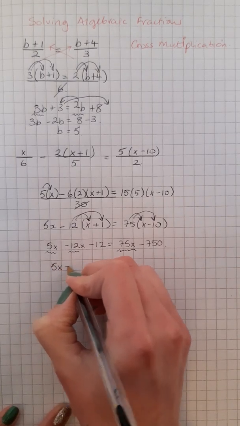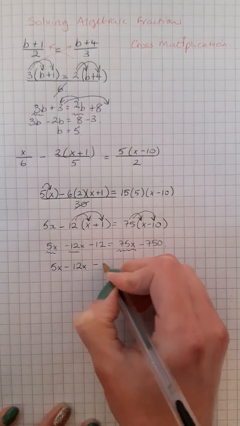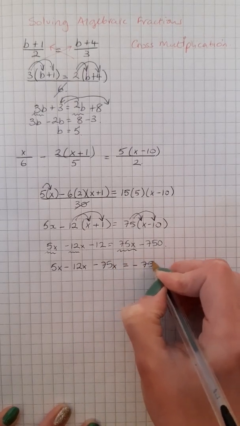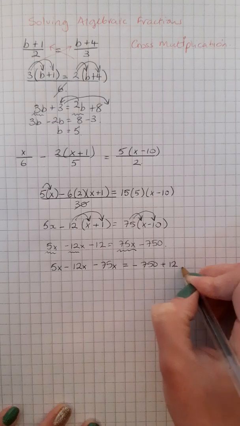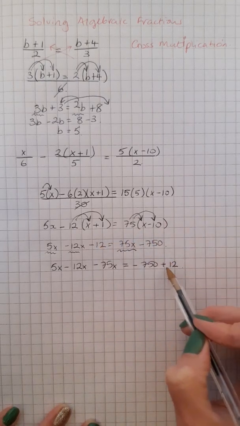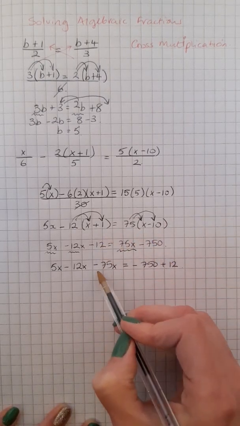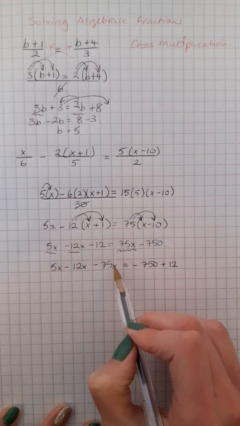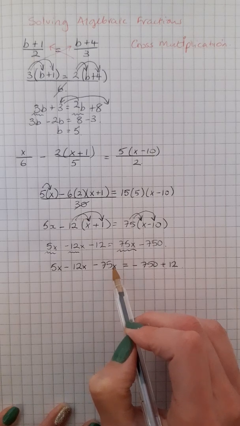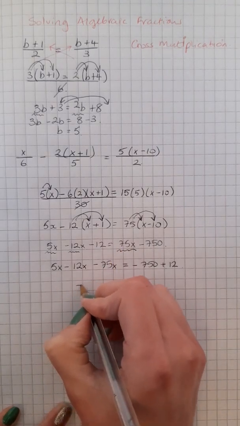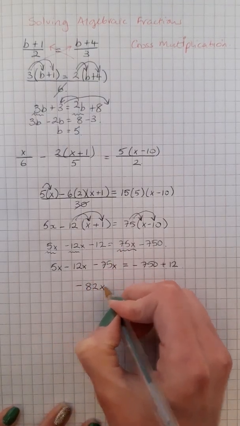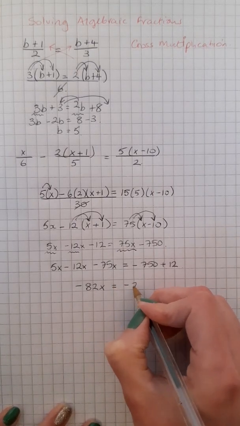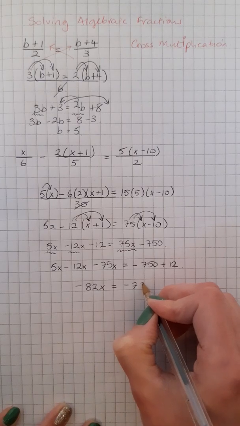5x minus 12x minus 75x equals minus 750 plus 12. Just explaining, the minus 12 moves over, it becomes plus. The 75 moves back, it becomes minus. When you add up all of these, you are getting minus 82x. And that's equal to minus 738.